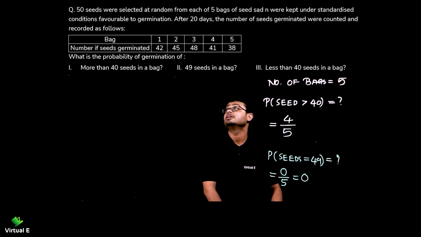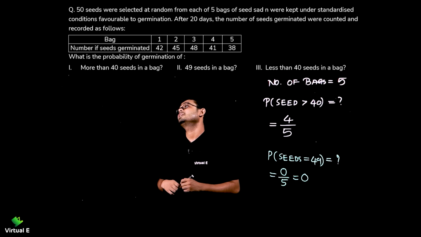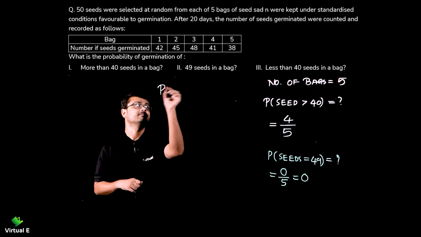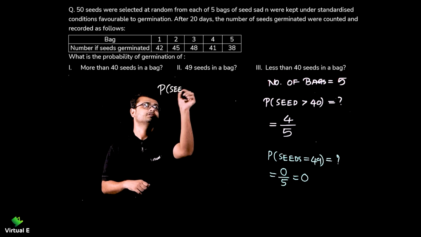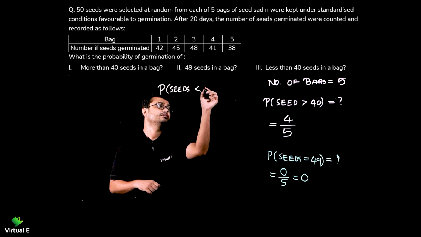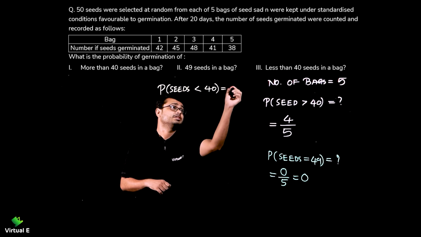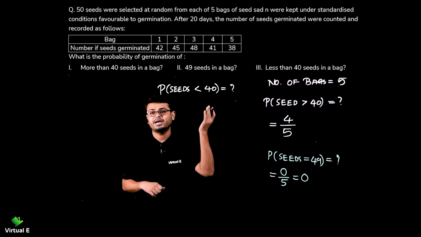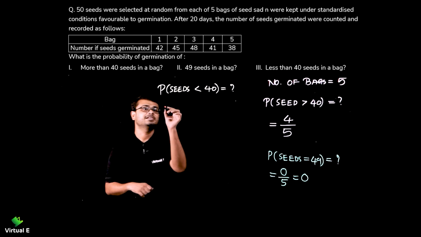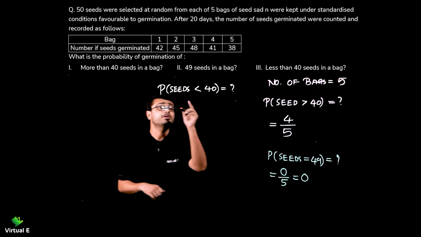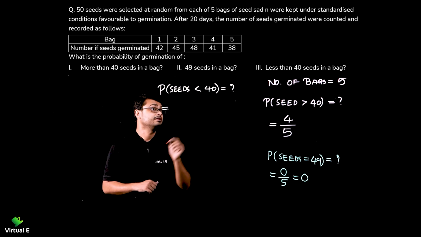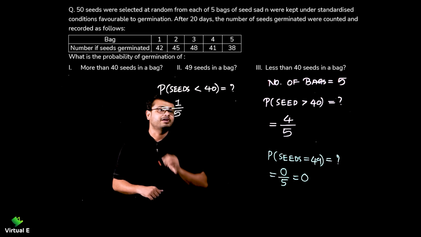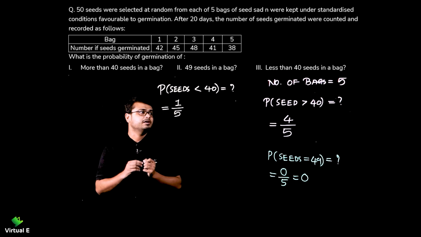Next. Less than 40 seeds in a bag. So the probability of seeds less than 40 is equal to question mark. Less than 40. So there is only one bag, right? The reverse of this one basically. So there is only one bag which is having 38 seeds, right? So 1 by the total number of bags, that is 5. So the probability will be 1 by 5.